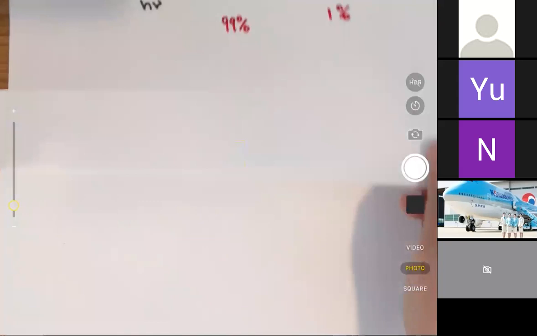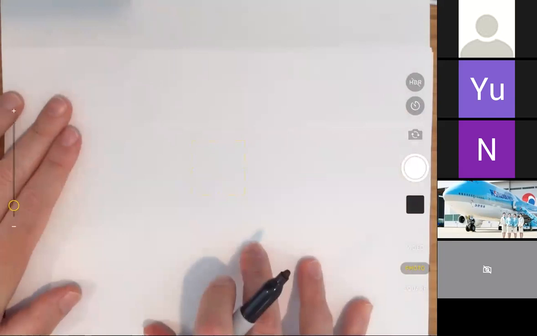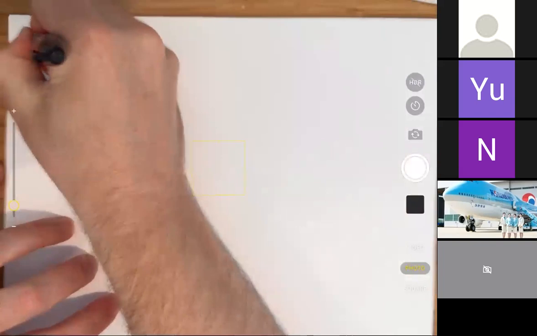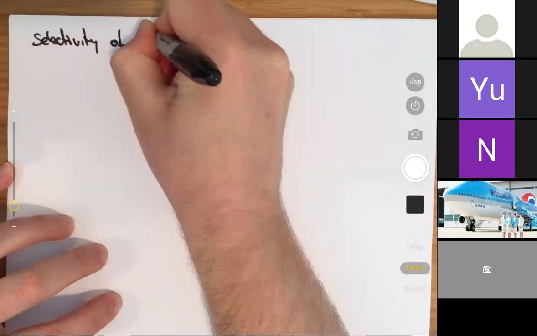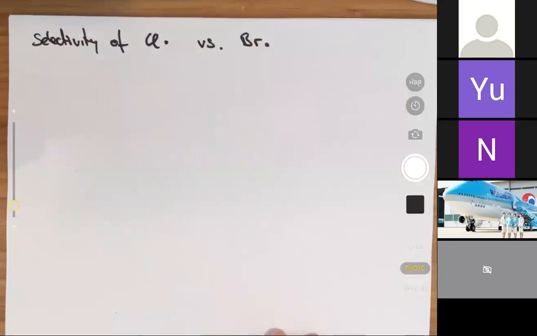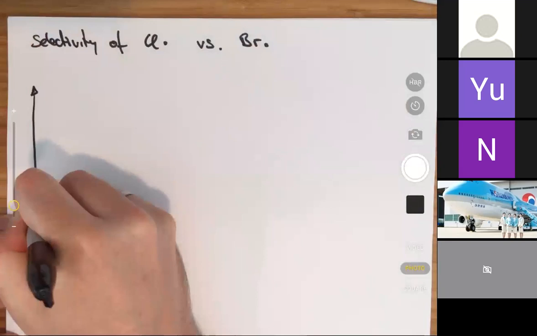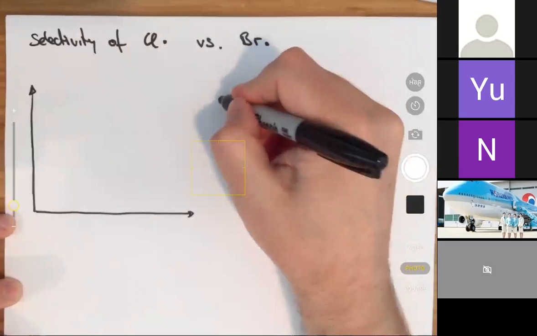So if I just pull this down a little bit, so I can write here, selectivity of the Cl radical versus the bromine radical. Now, in order to understand this, we can look at the differences in the transition state energies for each of these reactions. So again, a higher transition state would cost you more to get through it, so it would be an unfavorable reaction. A lower transition state energy would lead to the favored product then.